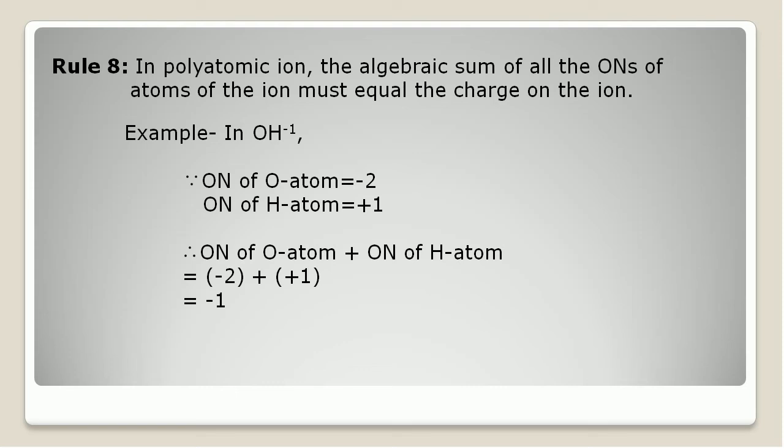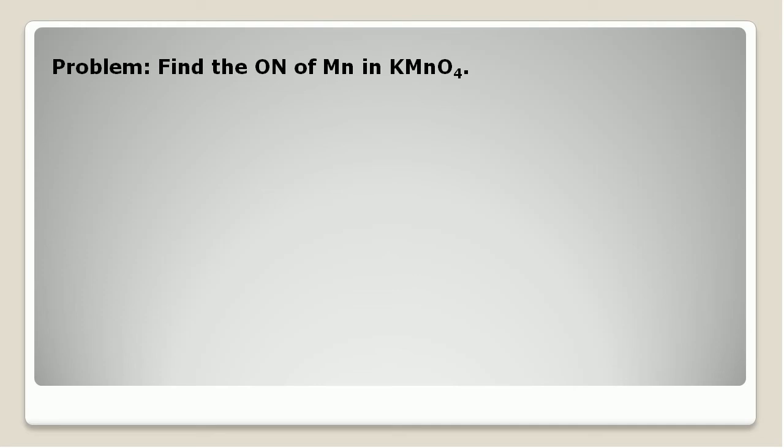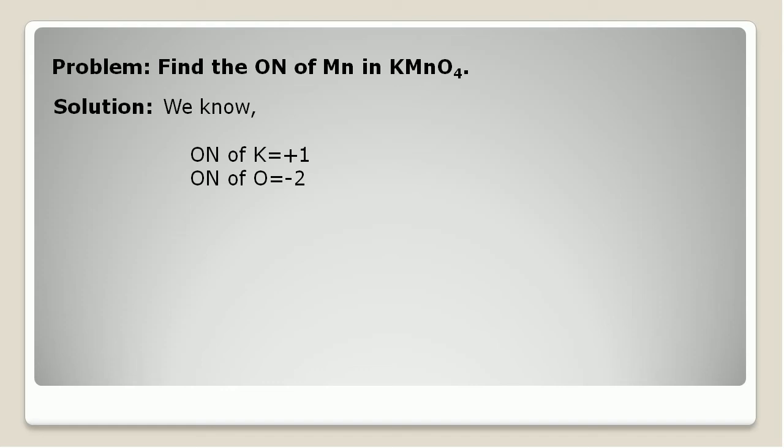So these were the rules for calculating oxidation numbers. Now let us see an example where we can find an unknown oxidation number of an element in a compound by using the rules. For that, let us find the oxidation number of manganese in KMnO4. From these rules, we know that the oxidation number of potassium is +1 and that of oxygen is -2. And also from the rules, we know that the sum of the oxidation number of all the atoms in the compound will give us a result of 0.